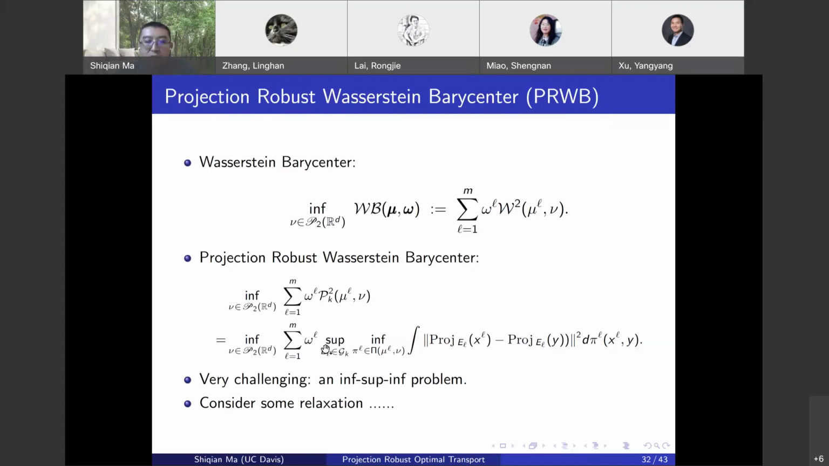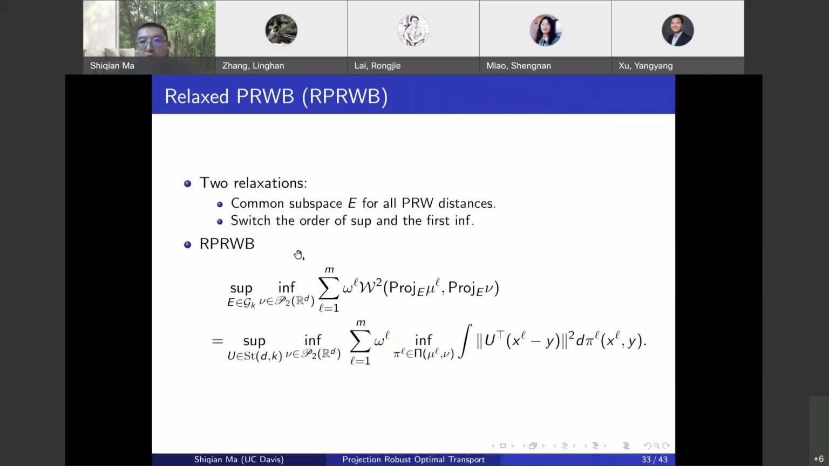The second relaxation is that we switch the order of the sup and the first inf. So it is like we are considering some kind of dual problem. Of course, there is a duality gap because this problem is non-convex, but only this way can we design an algorithm for solving it. After these two relaxations, this is our relaxed PRWB problem, the relaxed projection robust Wasserstein Barycenter problem.